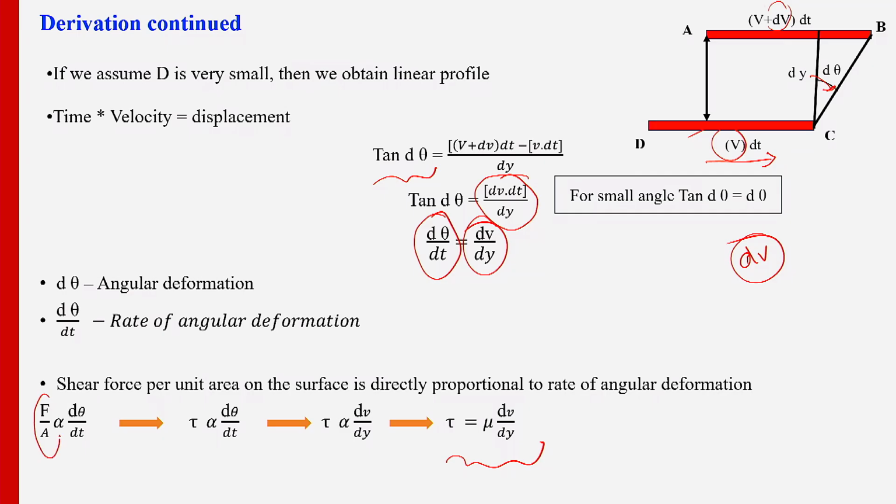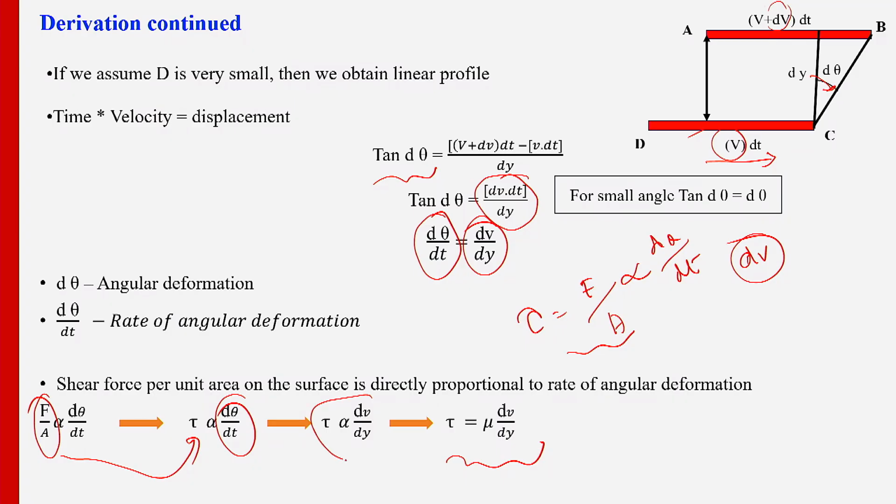For shear force, we always write tau equal to F by A, the shear force. So, it is proportional to d theta by dt. That is what we are always writing as tau, but you want to replace it, because this is the theta, how much the velocity changes here: tau is proportional to dv by dy. So, when you want to remove the proportional factor, of course, we have to use the viscosity, mu. Mu is the viscosity.